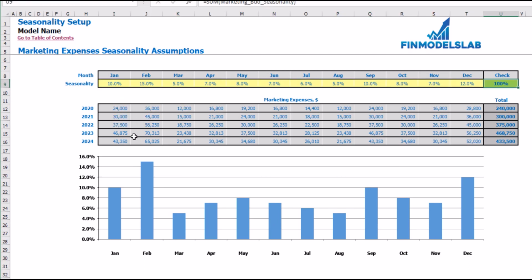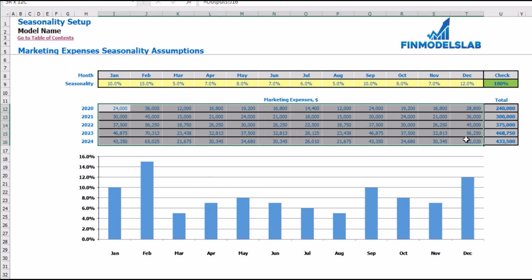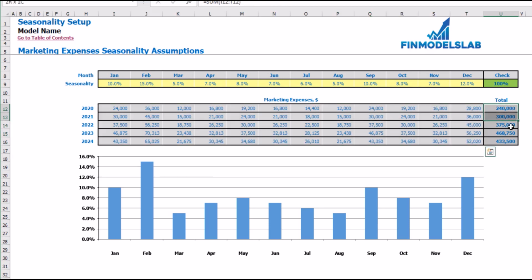That's good. So below you may see the actual absolute values of marketing expenses across the months and across the years as the totals. And at the bottom you may see the chart of breakdown of your marketing expenses by months.